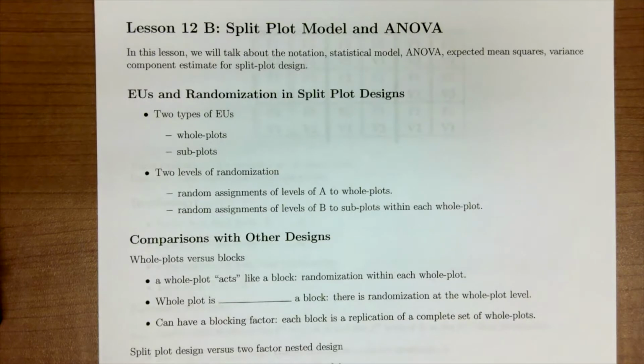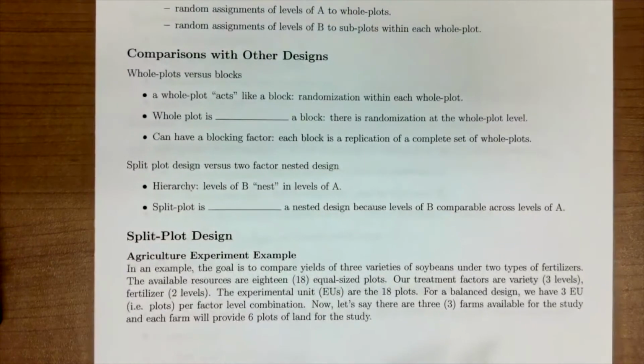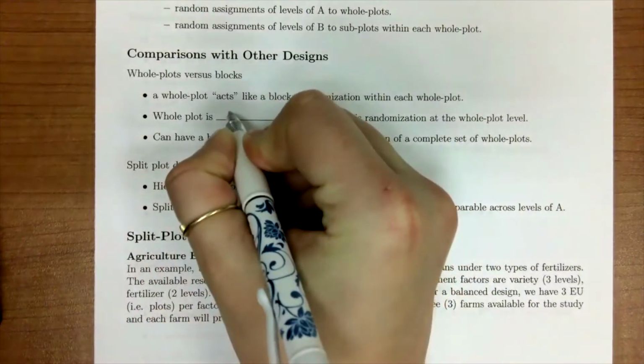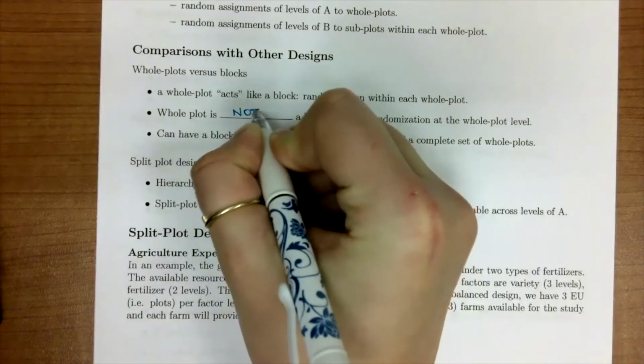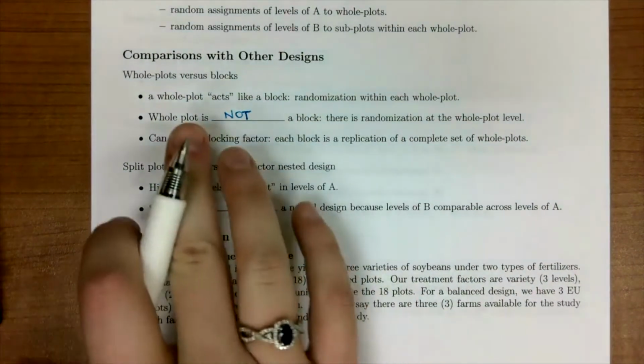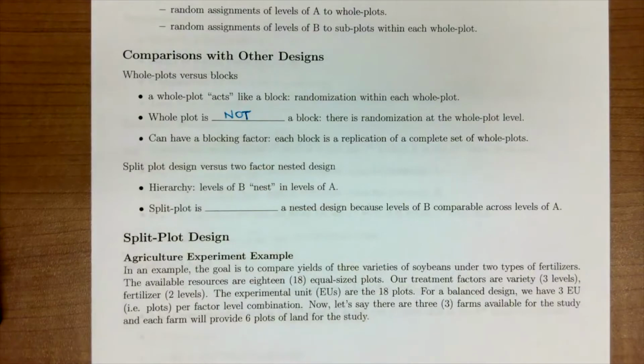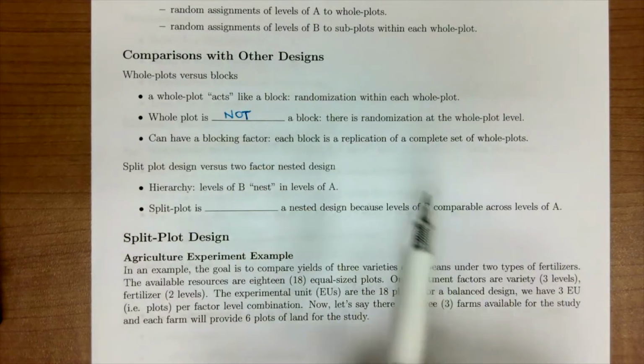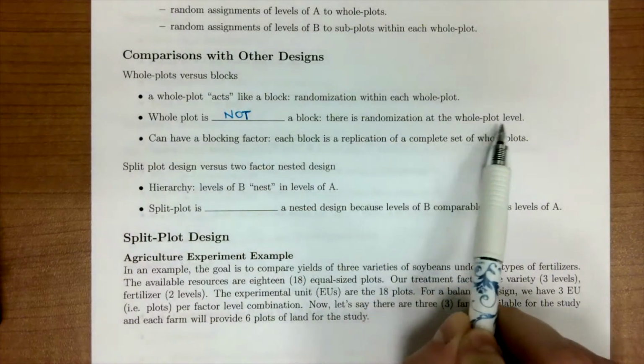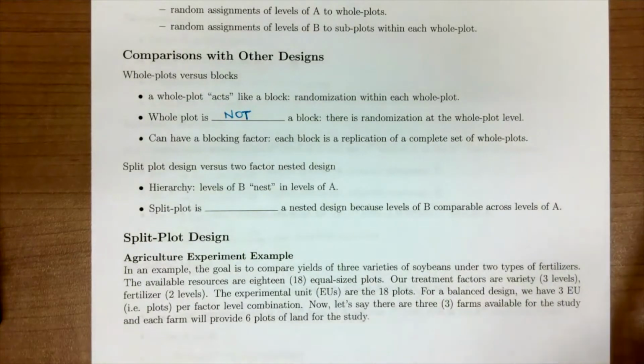designs of experiments, we can start comparing and contrasting how designs are alike. So let's talk about the difference between a whole plot versus a block. A whole plot acts like a block in the fact that we randomize within each whole plot. But a whole plot is not a block. It acts like a block, but it is not a block. And the reason it's not a block is because we are applying a randomization at the whole plot level.